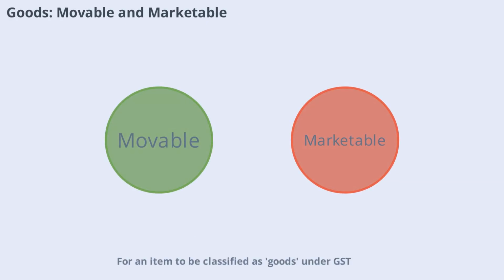For an item to be classified as goods under GST, it must be both movable and marketable. This means the item should come into existence and be capable of being brought to the market for sale. These criteria help in distinguishing goods from immovable property, which is not subject to GST.